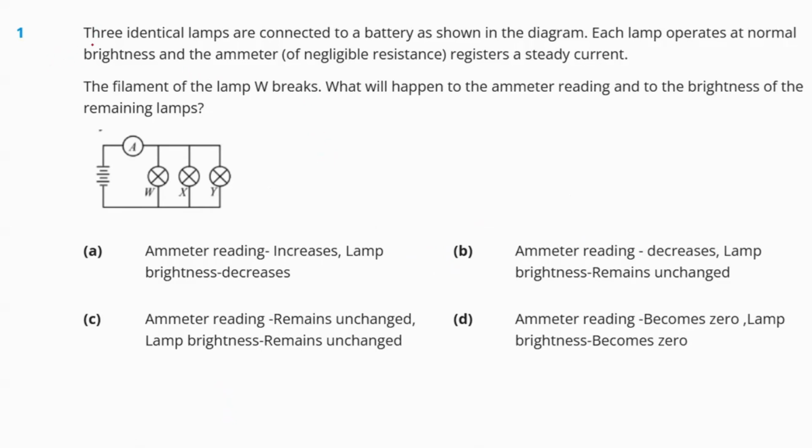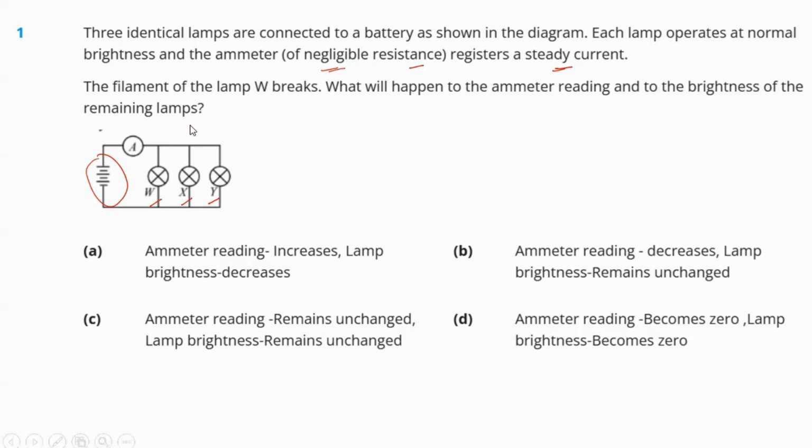Question number 1 says, three identical lamps W, X and Y are connected to a battery as shown in the diagram. Each lamp operates at normal brightness and the ammeter of negligible resistance registers a steady current. The filament of the lamp W breaks. What will happen to the ammeter reading and to the brightness of the remaining lamps?